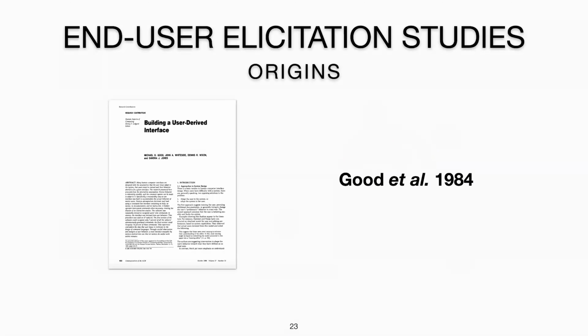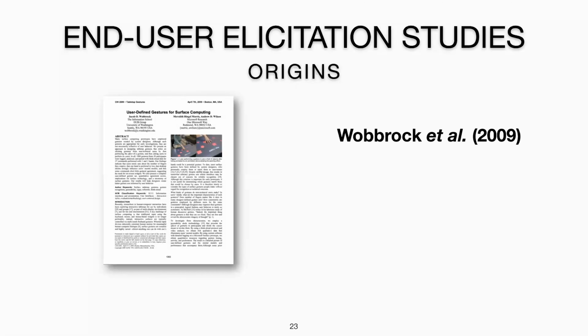Now, this is not really a new practice. Actually, the earliest example I was able to find was this paper from Good et al. back in the 1980s, where they used this approach to design a user-driven interface for command line key terms. This method, however, took a huge leap forward in 2009 when Wobbrock et al. wrote a paper in which they formulated this methodology, introduced mathematical equations to measure consensus among participants, and also showed techniques on how to resolve conflicts in interaction proposals. And this study has been heavily cited with over 1,000 citations and over 300 studies replicating this method.